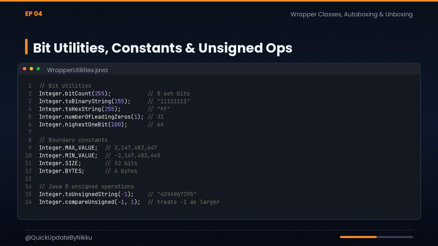The bit manipulation methods are practical tools for algorithms and low-level work without requiring any external library. The boundary constants MAX_VALUE, MIN_VALUE, SIZE, and BYTES are invaluable whenever you need to reason about the limits of the int type. The unsigned operations added in Java 8 let you treat the same 32 bits as an unsigned quantity, which is critical in network protocol parsing and binary data handling.